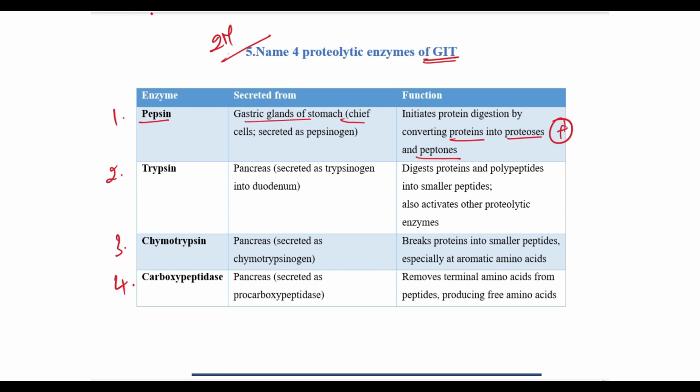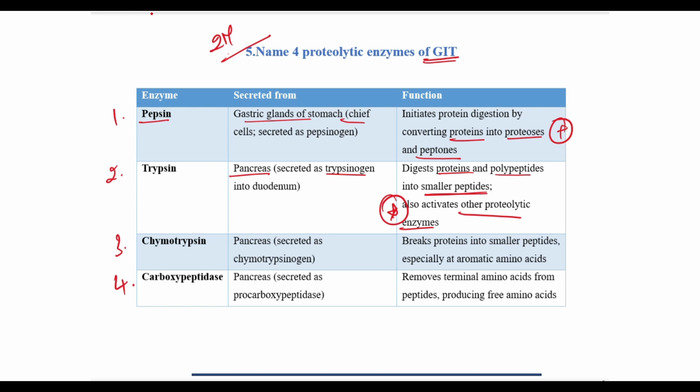Then we have trypsin, which is secreted by the pancreas as trypsinogen. It's converted into its active form. It digests proteins and polypeptides into smaller peptides, and it's also responsible for activating the other proteolytic enzymes.